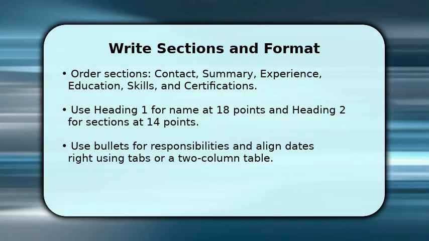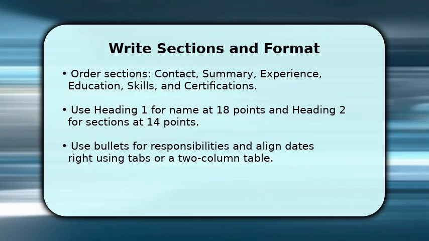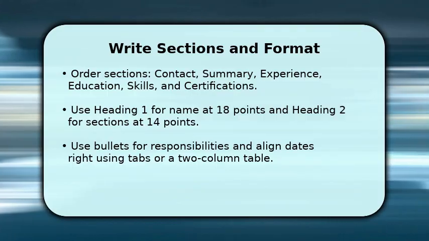Order sections as contact, summary, experience, education, skills, and certifications for clarity. Use heading 1 for your name at 18 points and heading 2 for section titles at 14 points. For each job entry, include company, role, and dates aligned to the right using tabs or a 2-column table. Use bullet points for responsibilities and limit each bullet to 1 concise sentence.